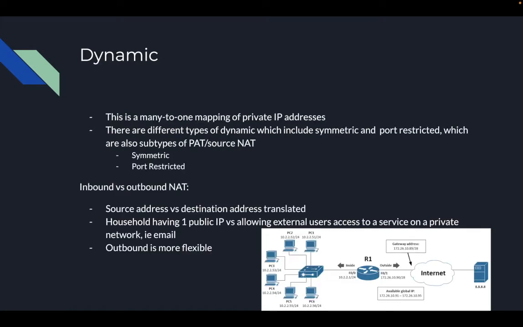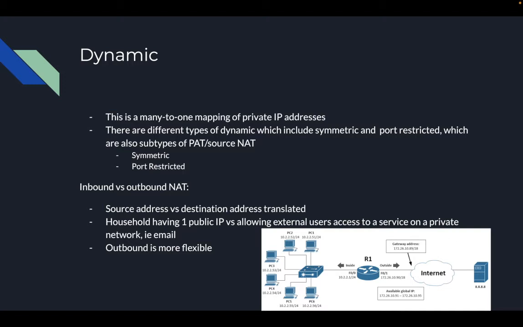So dynamic NAT is a little bit more complicated. This is a many-to-one mapping of private IP addresses. So you can have almost infinite private devices on your network, and then they're all going to be assigned one public IP address. But that's an oversimplification of it.